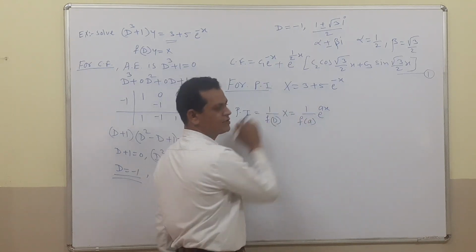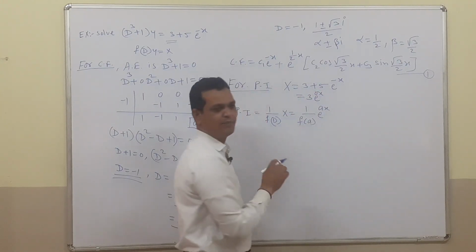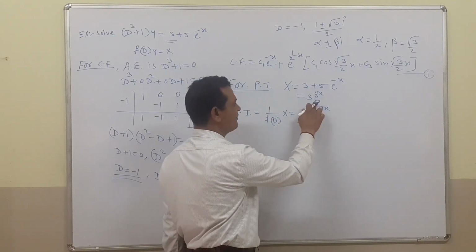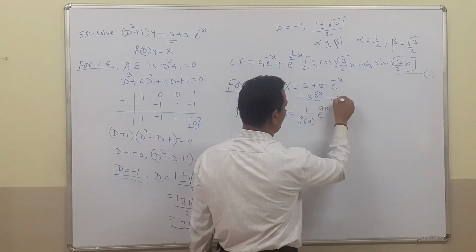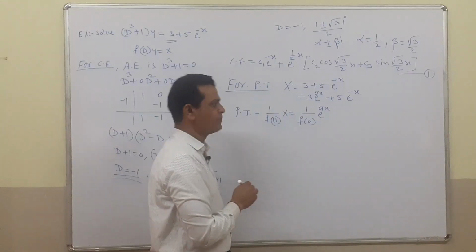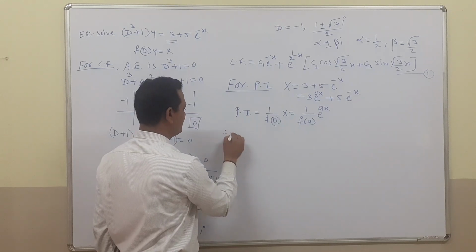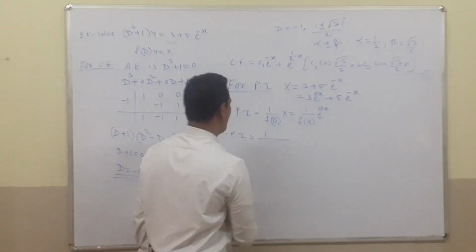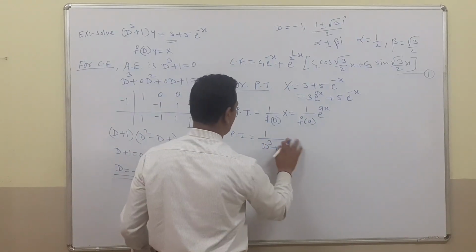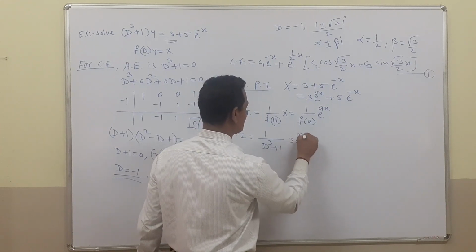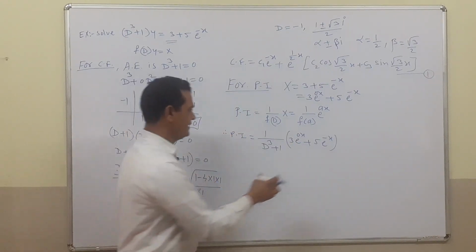But here 3 is a constant term. So write this as 3 e raised to 0x, because after multiplying by e raised to 0x, the term remains as it is, but we get the standard formula. So plus 5 into e raised to minus x. That means write down the given equation after converting the terms into exponential form. Therefore particular integral is equal to 1 upon f of D, where f of D is D cube plus 1, into 3 e raised to 0x plus 5 e raised to minus x.